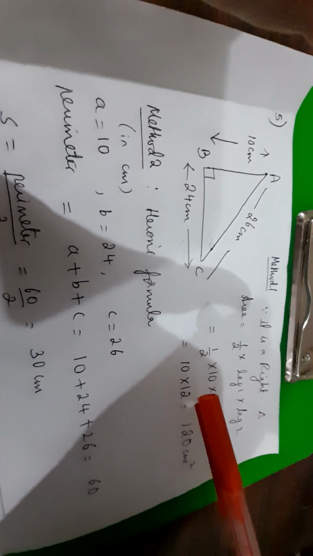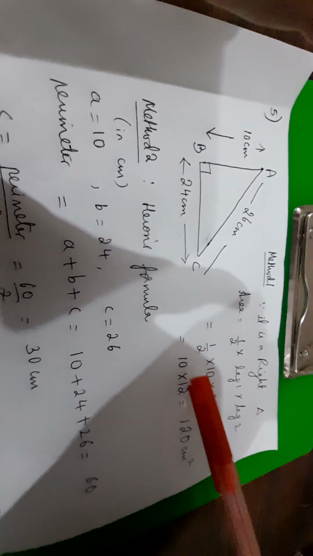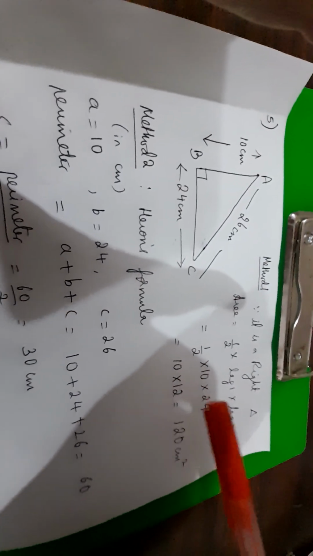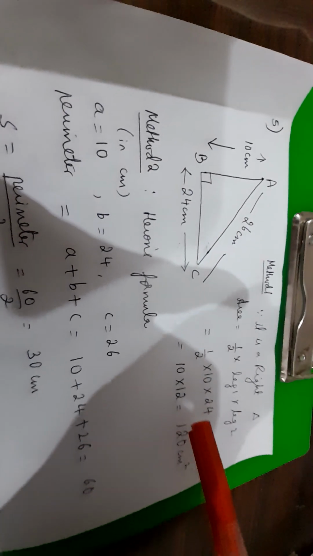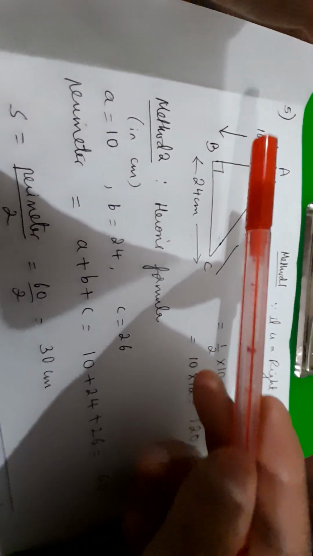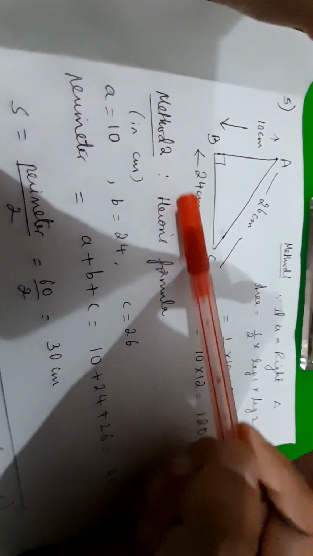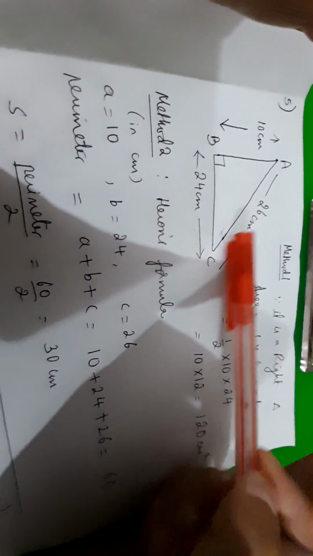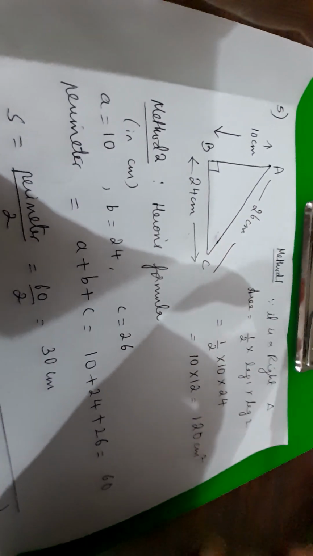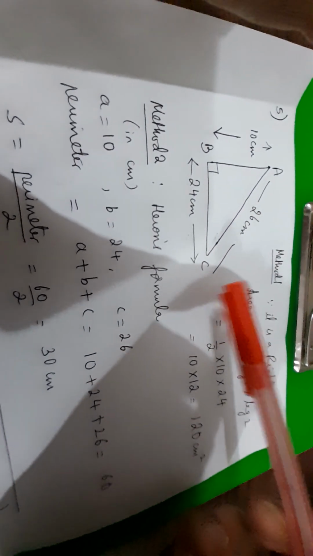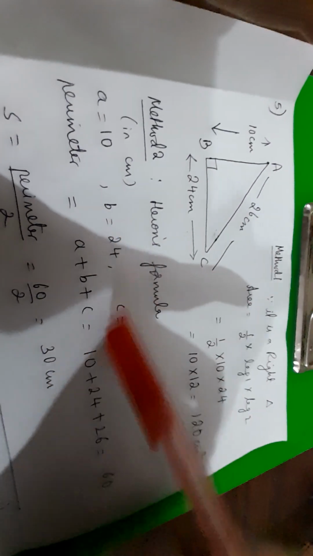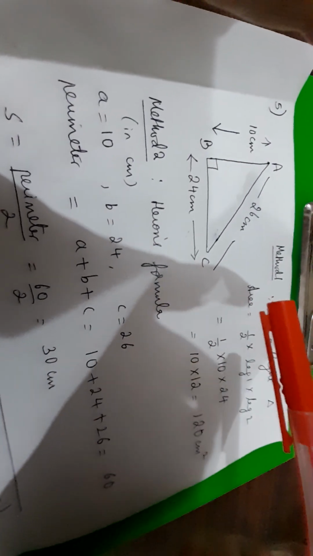In method 1, we make use of the fact that it is a right angle triangle and we say that area is equal to half into leg 1 into leg 2. So what are the legs? The non-hypotenuse sides, that is your 10 centimeters and 24 centimeters. The longest side is of course the hypotenuse. And I told you, in geometry and mensuration, it's always a good practice to draw a rough sketch. So this will give us an idea.